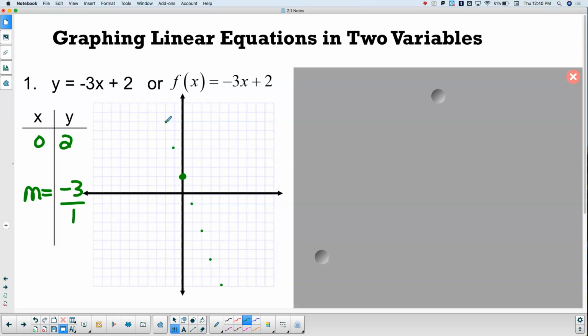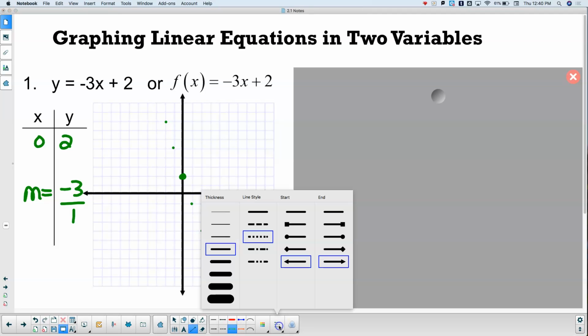Then I'm going to use something straight. Okay? So again, you could bend over your piece of paper. You could use a ruler. IDs, licenses work perfect for this. Folders, I see some people using. Okay? But you definitely want to be straight here.